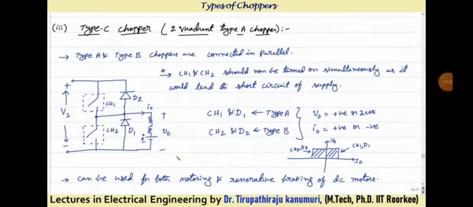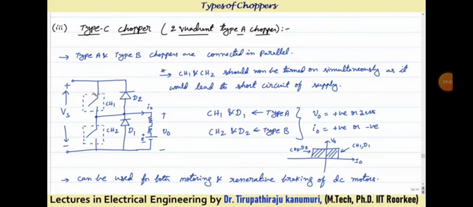Let us go to the next type of chopper, which is a type C chopper, which is not discussed before. So here onwards, let us try to discuss in detail. This is also called a 2-quadrant type A chopper. This is just the combination of the type A and type B chopper. That means two choppers, type A and type B, are connected in parallel.